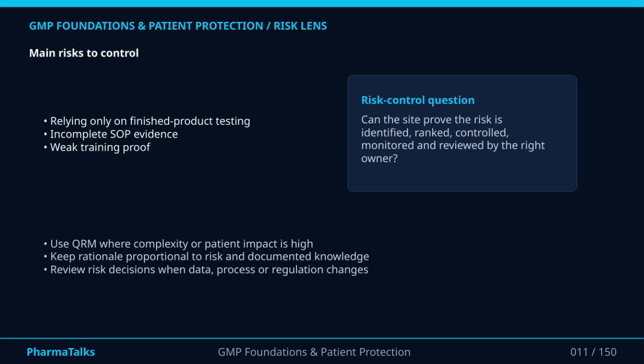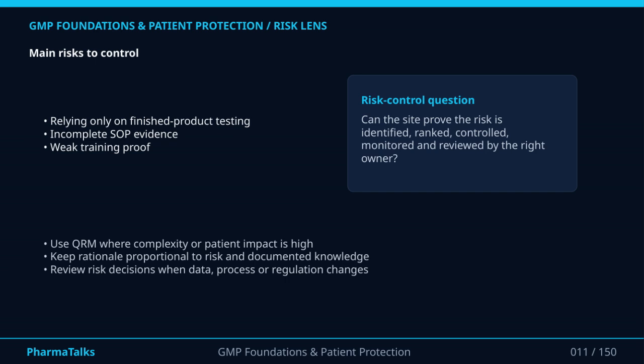On this slide, we focus on the foundations of good manufacturing practice and the critical aspect of protecting patients through effective risk management. The main risks we need to control include relying solely on finished product testing, which can miss issues earlier in the process, incomplete evidence in standard operating procedures, which can lead to inconsistencies, and weak proof of training, which undermines staff competence. A key question to ask is whether the site can demonstrate that all risks have been properly identified, prioritized, controlled, monitored, and reviewed by the appropriate person.